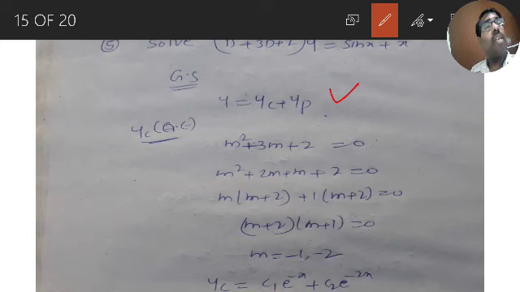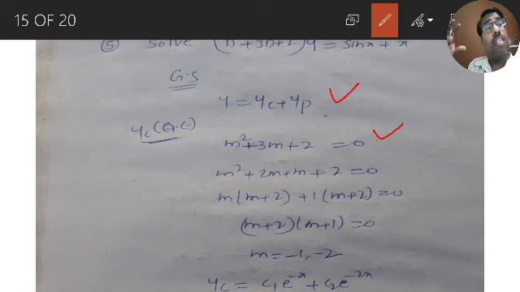Now that is how we solve the homogeneous equation. The corresponding homogeneous differential equation is (D square plus 3D plus 2) of y is equal to 0. So what is the auxiliary equation? m square plus 3m plus 2 is equal to 0. At the place of D you have to write m and remove y. So the auxiliary equation is m square plus 3m plus 2 is equal to 0.